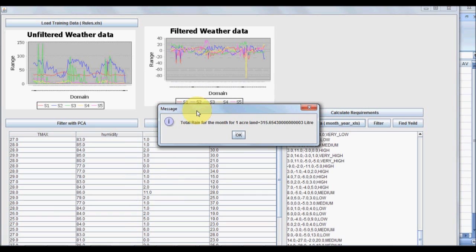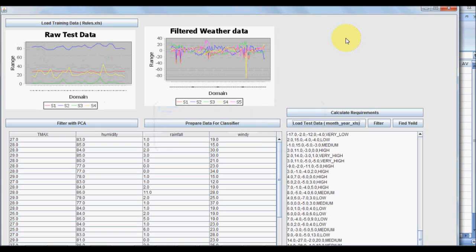Now from the August data, using total rainfall, we first calculate the possible rainfall for the month. So total rainfall for the month for 1 acre of land is predicted to be 315 liters. Based on this prediction, we can now predict how much extra water would be required. So we have loaded this raw test data.